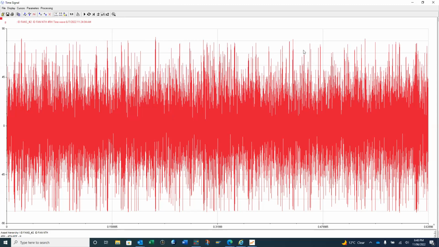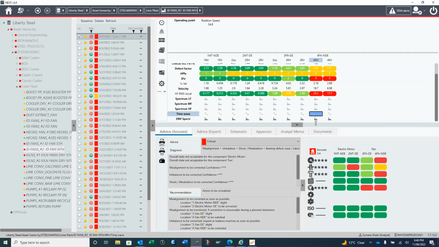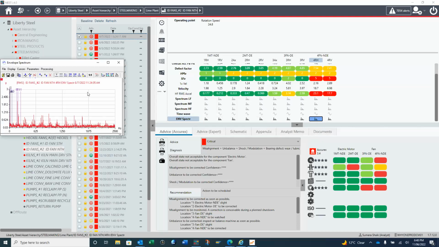Sir, you never use the time waveform? No. And envelope spectrum? Envelope spectrum? Yeah.